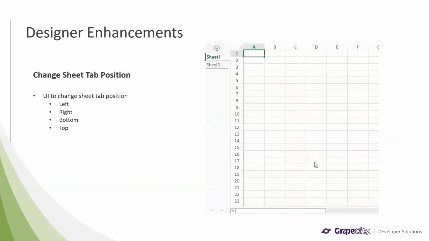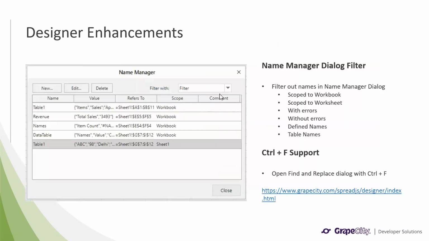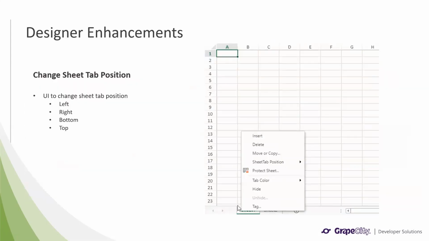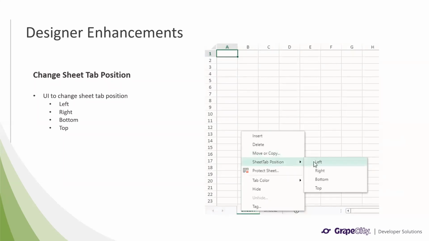In a previous release of SpreadJS, we added the ability to change the position of the sheet tabs around the SpreadJS instance. We have now added that to the SpreadJS designer. This menu lets users choose to move the sheet tabs to the top, left, right, or bottom of the SpreadJS instance. And it should be noted that you can enable or disable this functionality in your application. As you can see in that GIF, we have a little context menu for changing the sheet tab position.